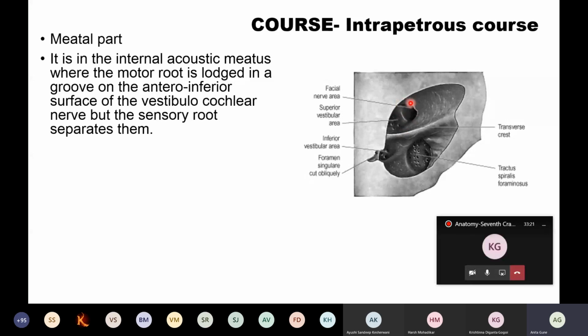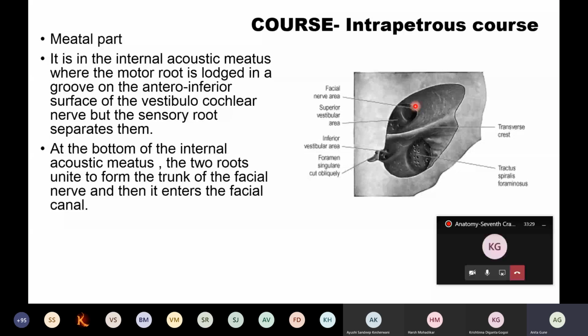If you see over here, there's a canal. This is the opening for the facial nerve. The facial nerve will enter through this part to go into the later part. So here, when it enters through the facial canal, these two roots, that is the sensory root and the motor root, will join together to form a single trunk.